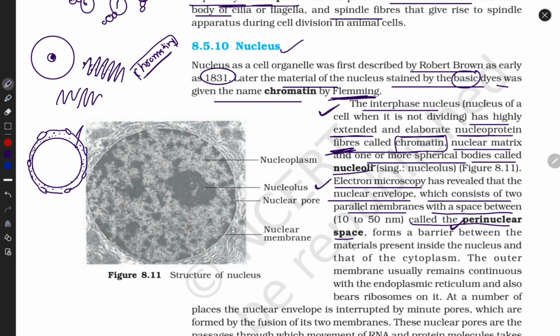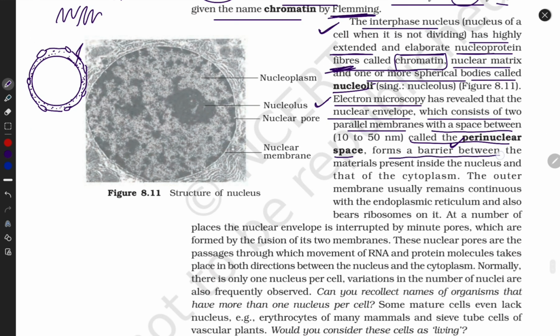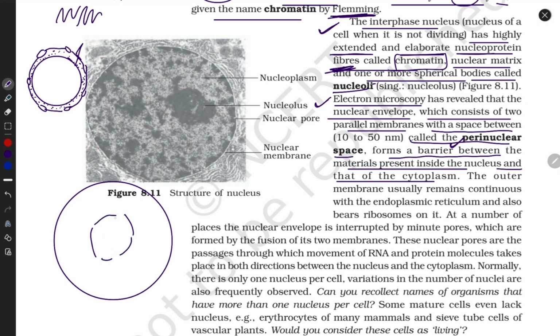This space is filled with fluid, and this is necessary so that both membranes can't overlap each other. It forms a barrier between the material present inside the nucleus and that of the cytoplasm. This is the cell, and this is the nuclear envelope. And what does it prevent? The outer cytoplasm can't come inside and the inner nucleoplasm can't go outside without permission.